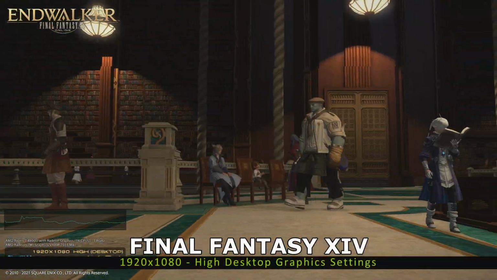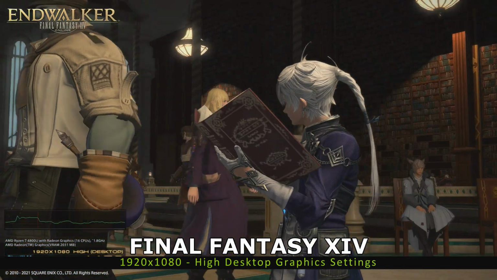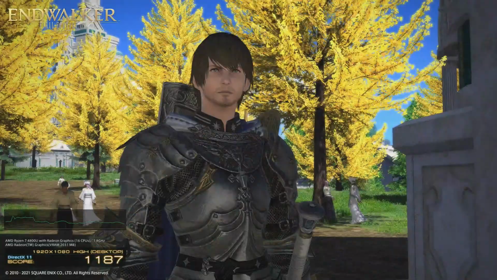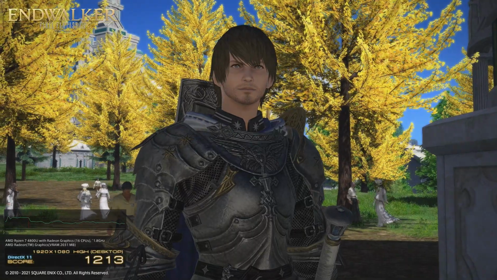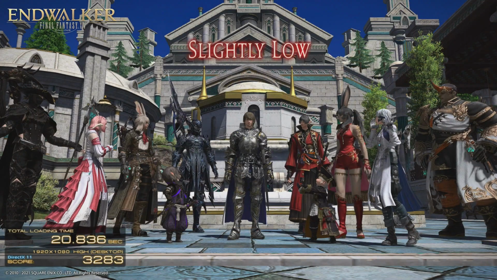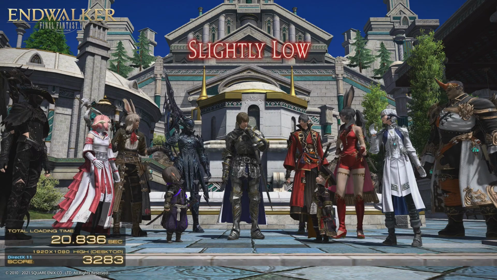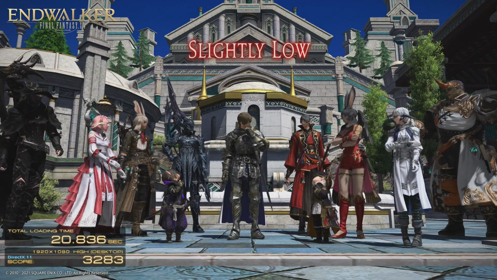Next in our benchmarks is the Final Fantasy XIV benchmark, running at 1920x1080 at high desktop settings. The AMD model's final score is 3,283.